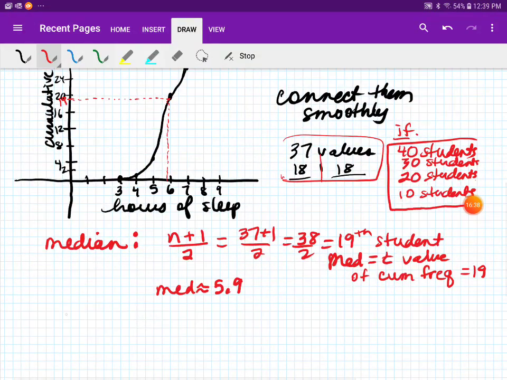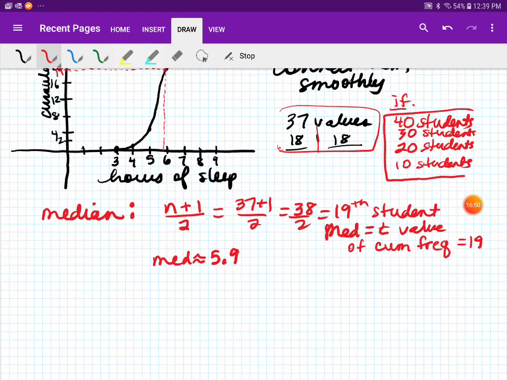But for this, what we're doing is, what if you have a cumulative frequency graph? What if they do not give you all the individual pieces of data? How can we get some statistics based on this and some analysis tools? So what if they ask us for the interquartile range?